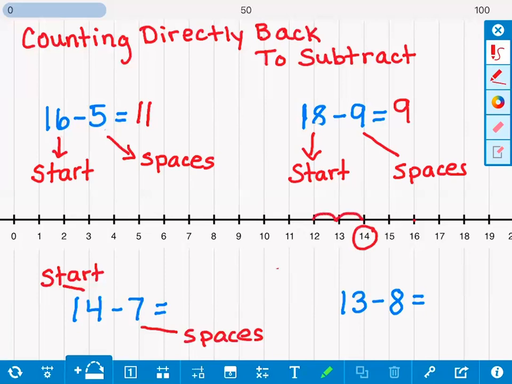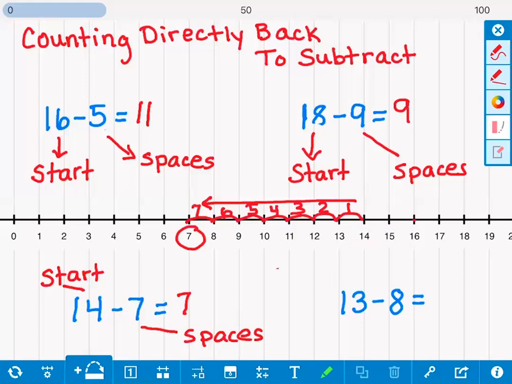1, 2, 3, 4, 5, 6, 7, and I landed on 7. 7 is the difference or my answer. I moved backwards the 7 spaces. 1, 2, 3, 4, 5, 6, and 7. So we're moving backwards on the number line to subtract.